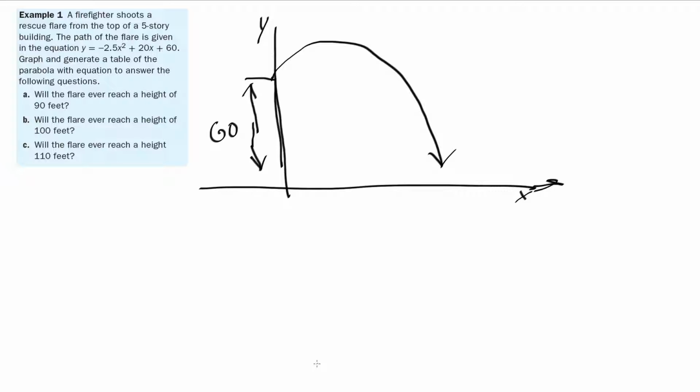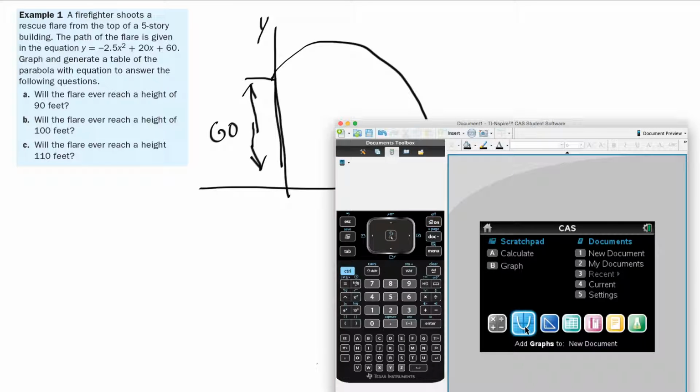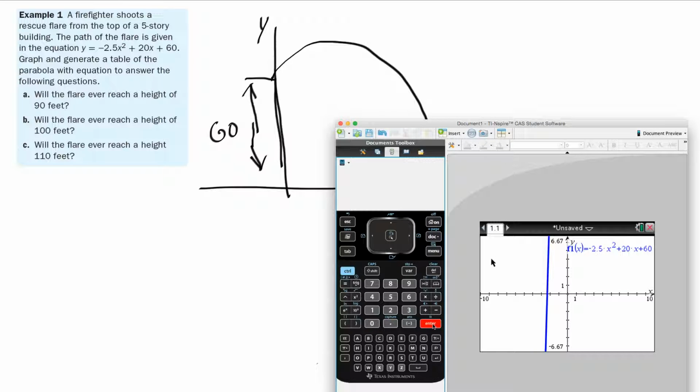Okay, well, the first thing we want is our calculator. Let's get this up. We're going to make a graph, and f of x is equal to negative 2.5 times x squared plus 20 times x plus 60. Graph it. Clearly we have to go up a ways. We know we started at 60 feet and then went up above that. So I want to go up above 60, and I'm being asked if I can hit 110.